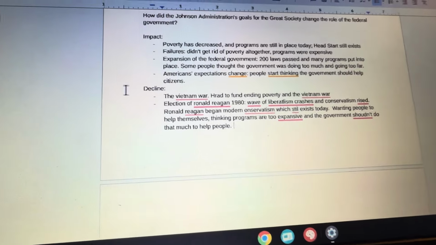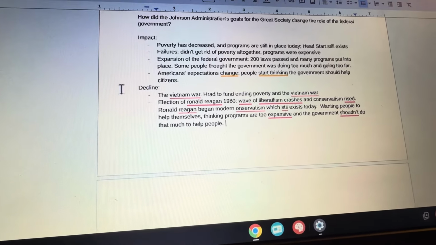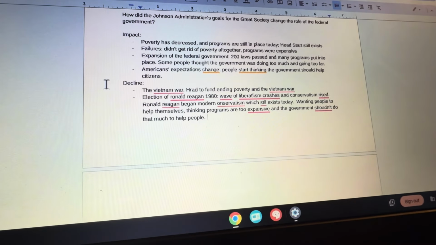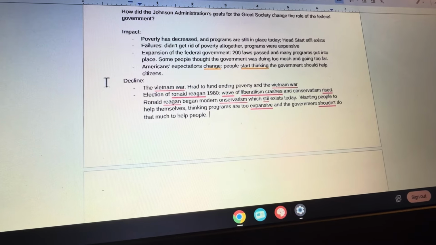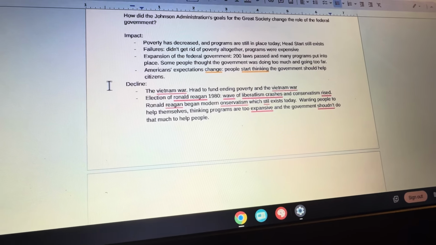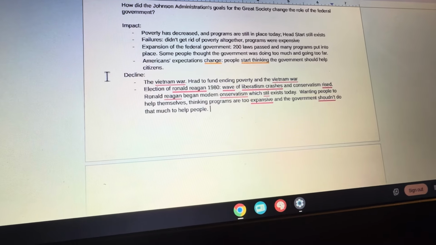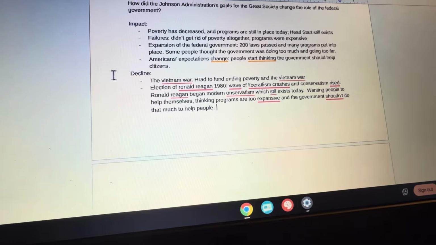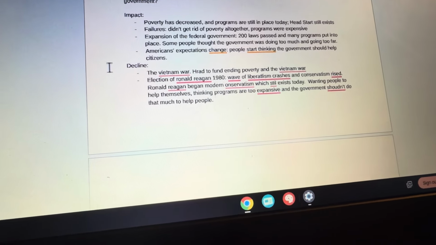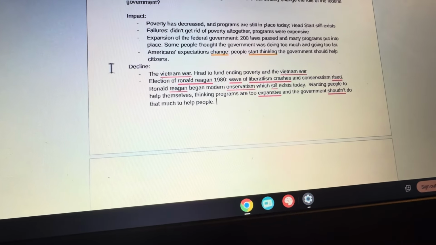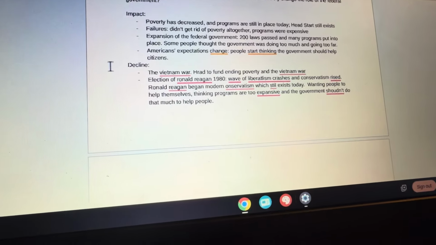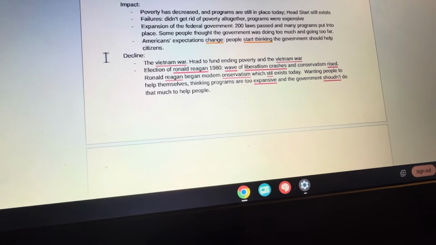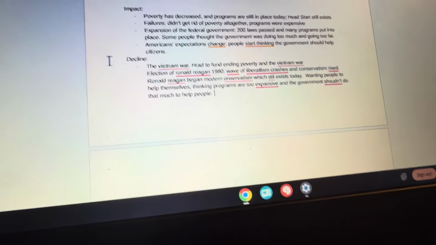Its impact. Poverty had decreased in programs, and those programs are still in place today. Head Start still exists. But its failures, shortcomings, didn't get rid of poverty altogether, and programs were expensive. Expansion of the federal government. So 200 laws were passed, as I just said, and many programs were put into place. Some people thought the government was doing too much and going too far. Americans' expectations changed, though. People started thinking the government should help citizens.